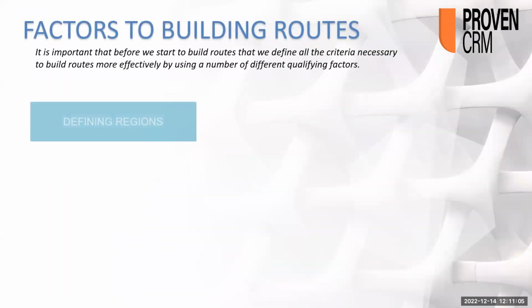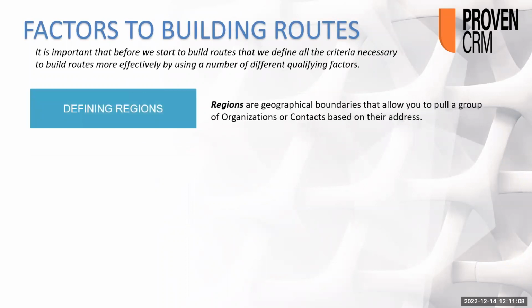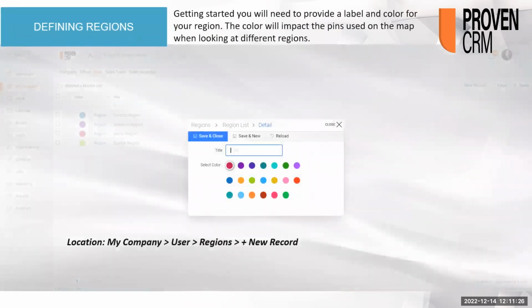Another factor to building a successful route is defining our regions. Regions are geographical boundaries that allow you to group your organizations or contacts based upon their address. When getting started in the CRM, when creating a region, this can be located under My Company, User, Regions, New Record.